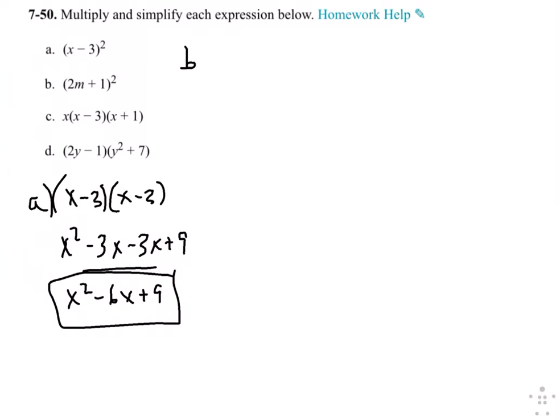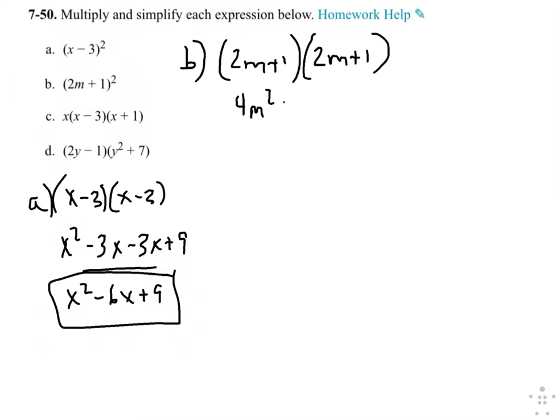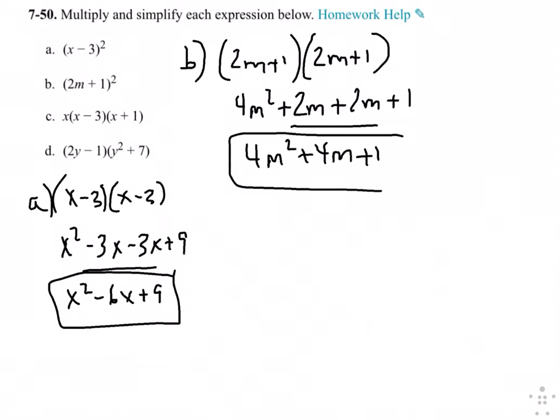Okay, for B, again, no shortcut. It's (2m + 1) times (2m + 1). 2m times 2m is 4m². 2m times 1 is plus 2m. 1 times 2m is 2m. And 1 times 1 is 1. These are like terms. We get 4m² + 4m + 1.